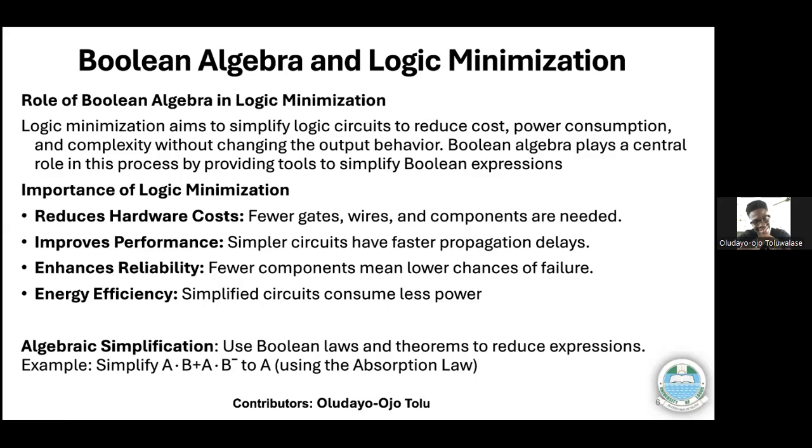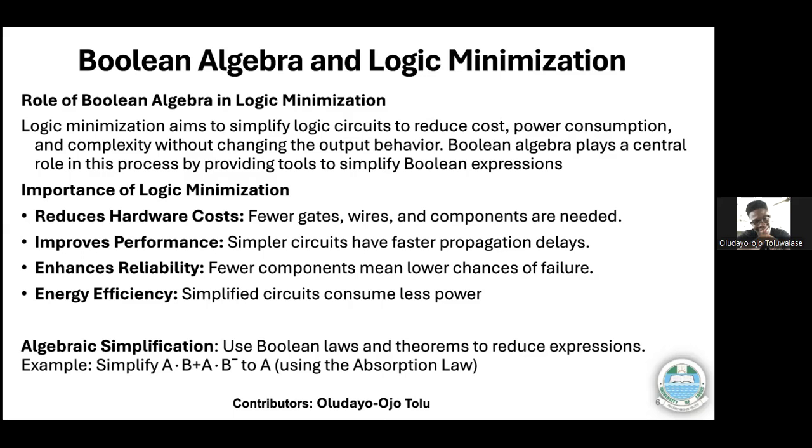Now, if we were to look at a real-world example, let's consider a circuit with the expression A times B plus A times the inverse of B plus B. Using Boolean algebra, we can simplify this to A plus B, reducing the number of required gates significantly.